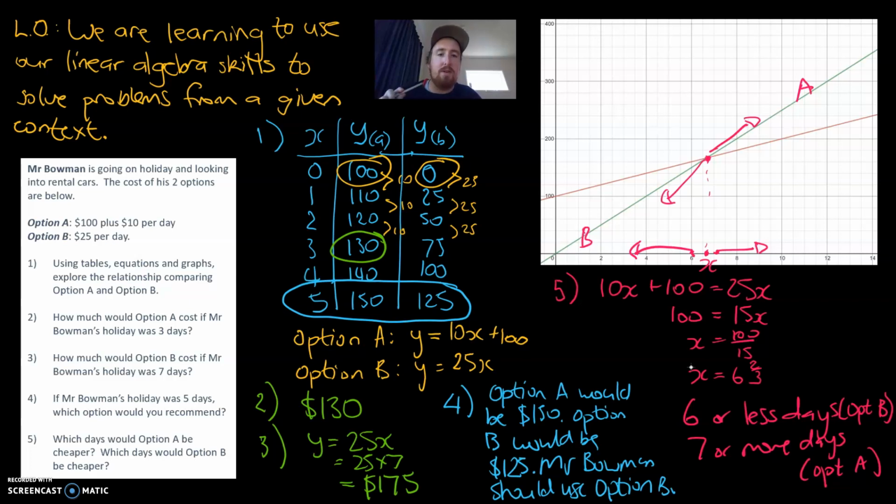So what we've done is we've used our linear algebra skills to solve problems in given contexts. We drew a table, we came up with equations from those tables, we drew those graphs, and we substituted numbers into those equations to find out days. We then considered options, and we even used our point of interception work to find out when option A and option B are cheaper. So this is a really good example. We've used heaps and heaps of our linear algebra skills to solve problems in given contexts. And this skill is very useful in the real world when you are comparing rental car prices.